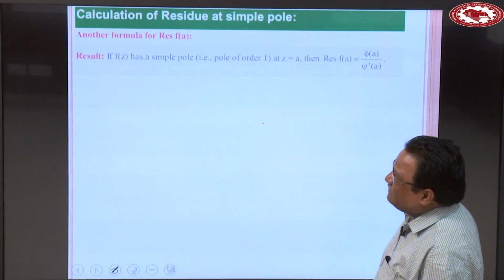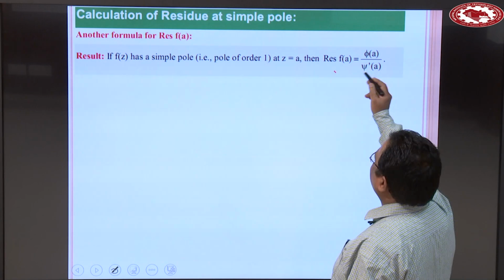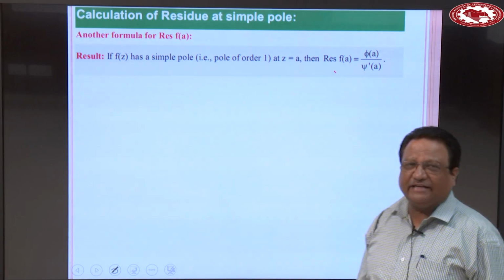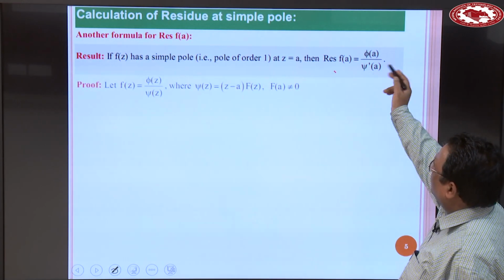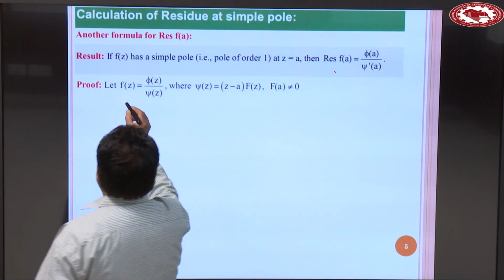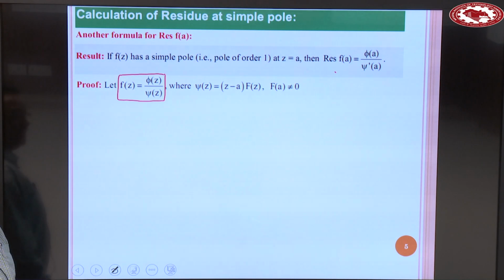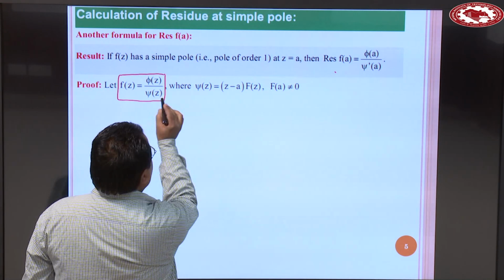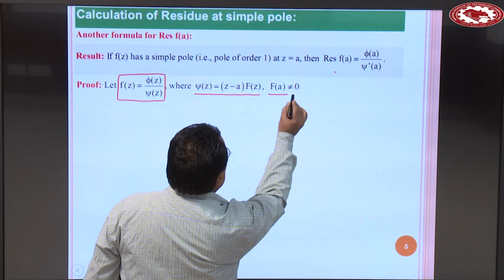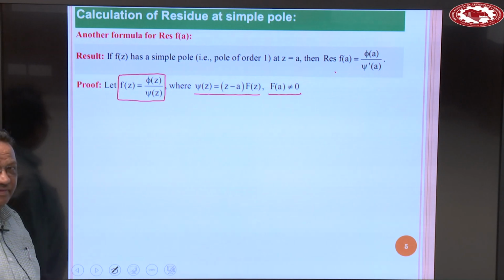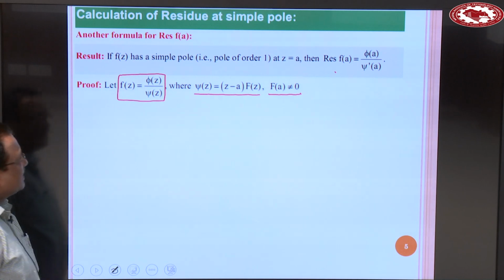Now the second one is, if f(z) has a simple pole at z equal to a, then residue f(a) is equal to phi(a) over psi(a). So if f(z) is equal to phi(z) over psi(z), then residue f(a) can be evaluated as phi(a) over psi dash(a). So let us suppose f(z) is equal to phi(z) over psi(z), where psi(z) is equal to (z minus a) f(z). Here phi(a) is not equal to 0, and when z is equal to a, psi(a) is equal to 0.